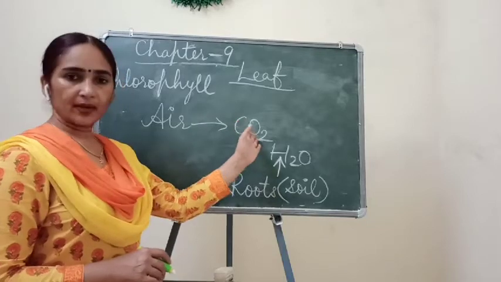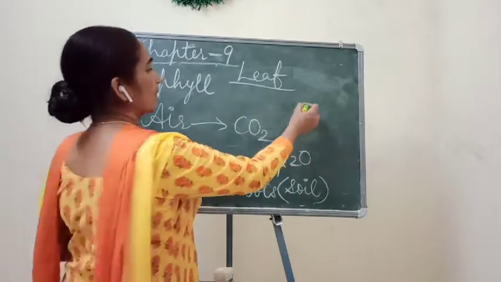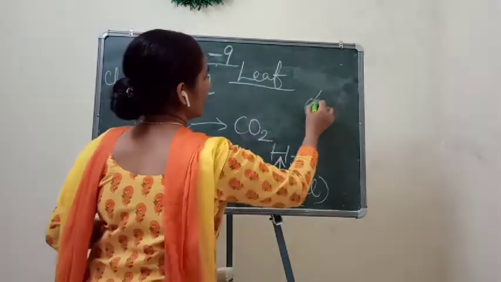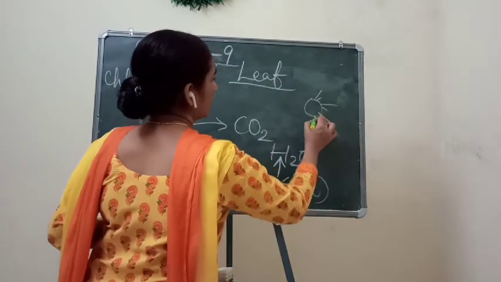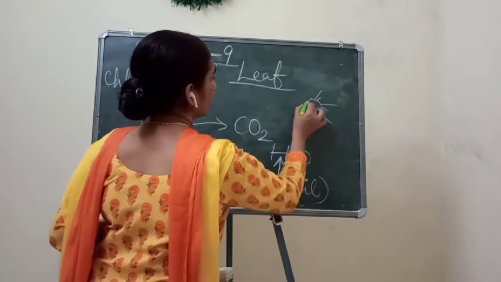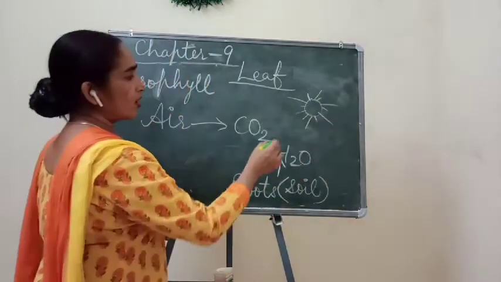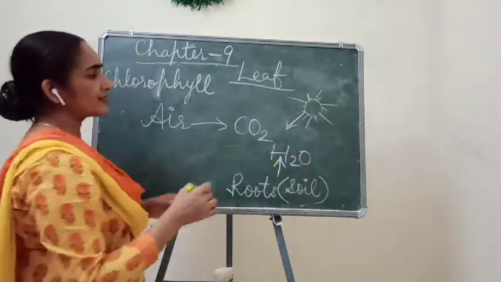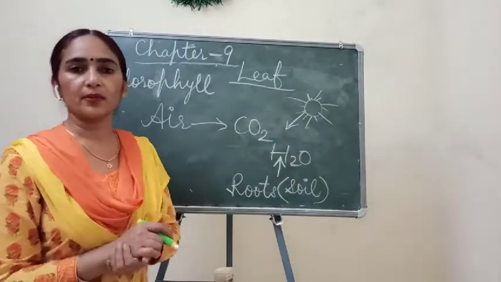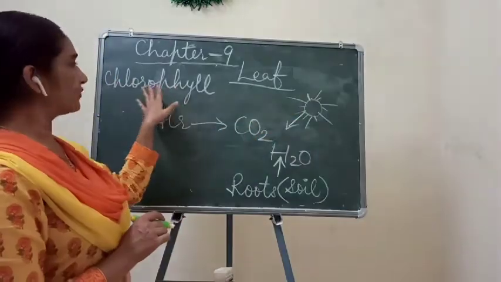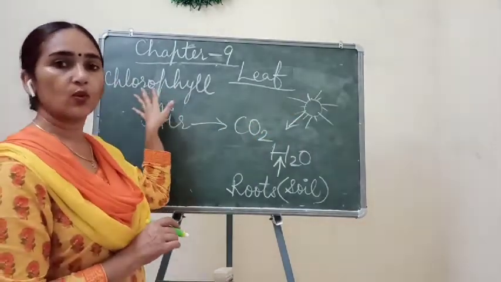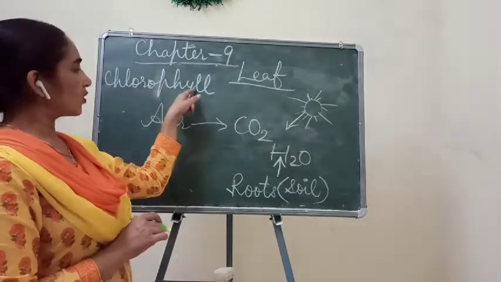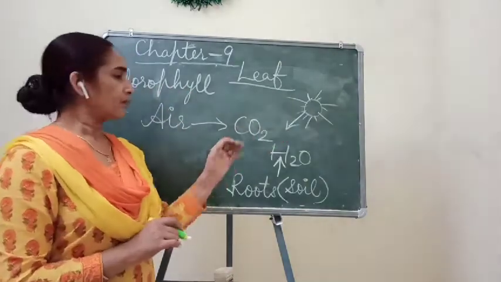And from air they get carbon dioxide, and with the help of sunlight they can prepare their food by the process of photosynthesis. And children, this sunlight is absorbed by a special pigment which is present in the leaves only. So this chlorophyll absorbs sunlight.